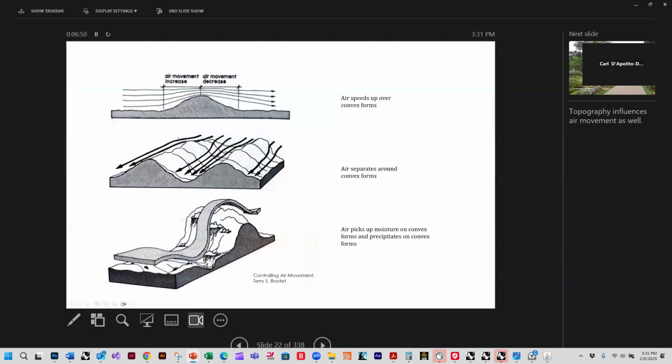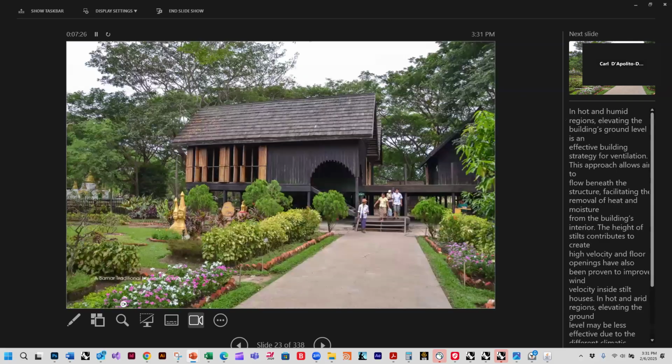And the same thing happens with the land. You have a hill, air speeds up when it's going over it, and gets separated around it. And just like in a wind tunnel, it gets compressed into smaller areas and ends up going faster. And also, air typically picks up moisture on the convex sides because they are in shadow. And then when it gets in the sun, it heats up and precipitates.